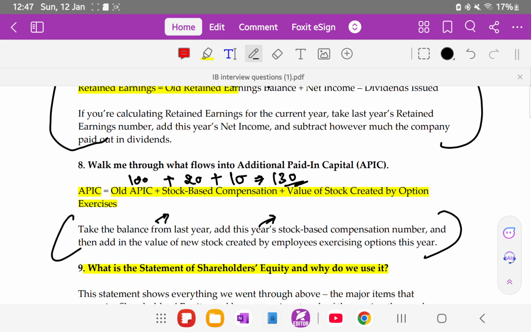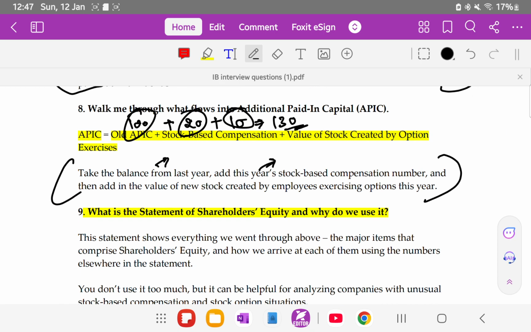So this is the retained earnings balance. Now let me walk you through what flows into the additional paid in capital. There is the old APIC, so we can say 100 rupees is the old APIC. Then 20 rupees is the stock based compensation, and 10 rupees is the value of the stock created by the option exercise. So 130 is the total additional paid in capital for the particular company. We take the balance from last year and add this year's stock compensation.